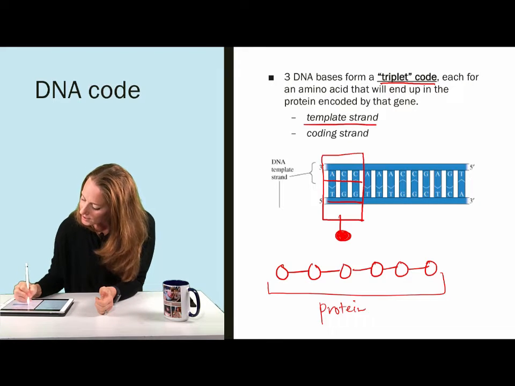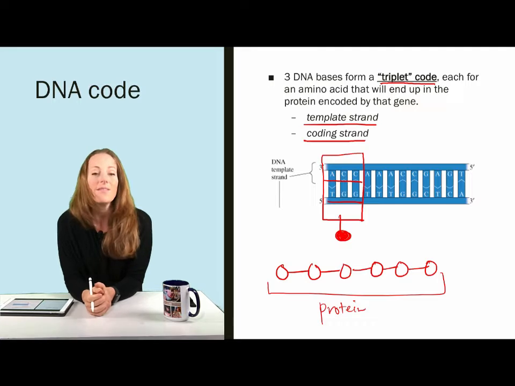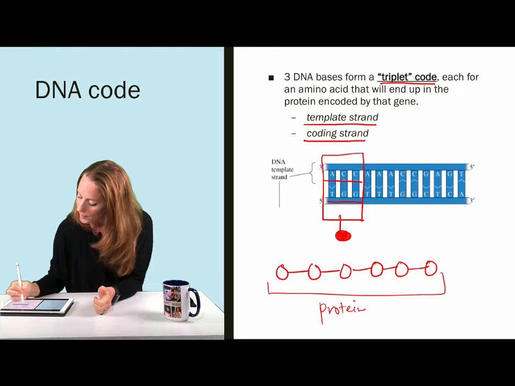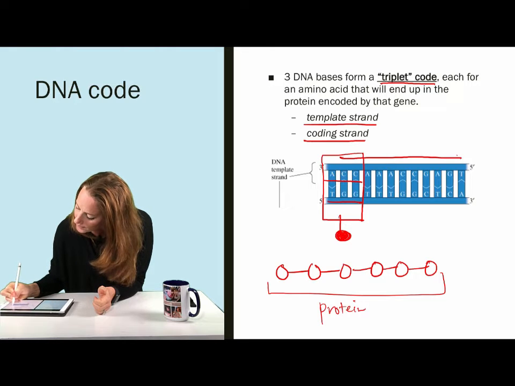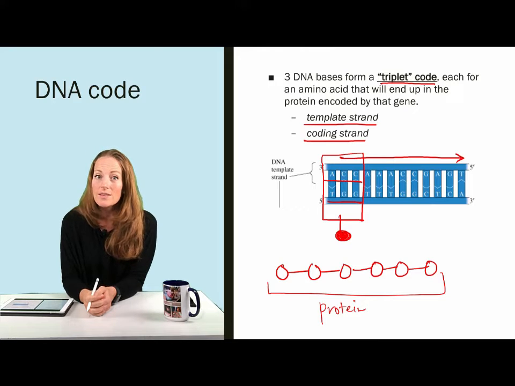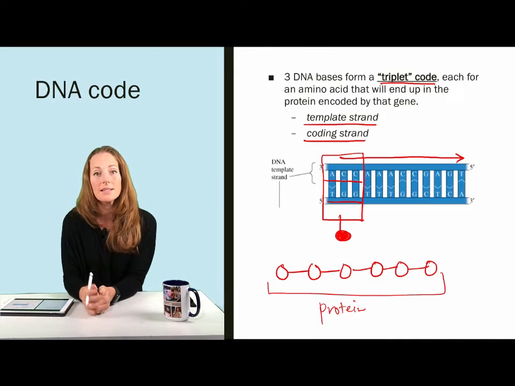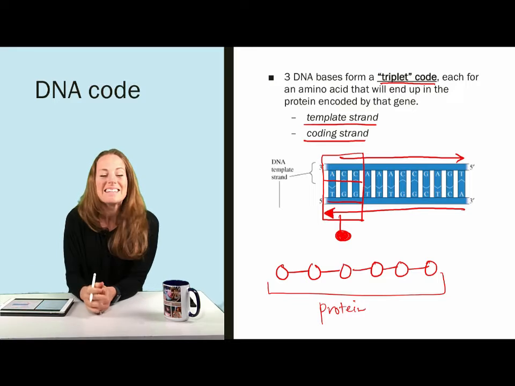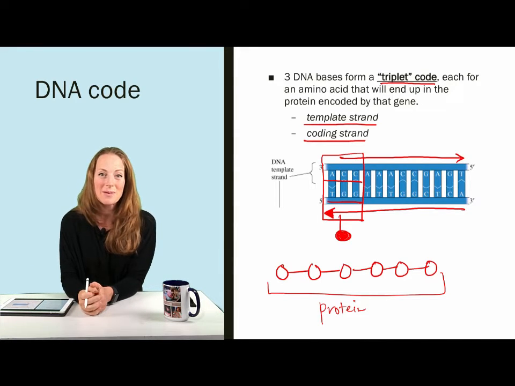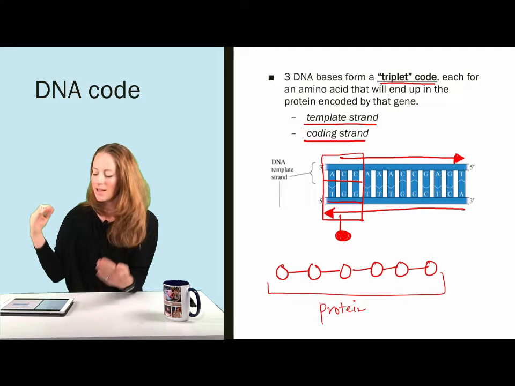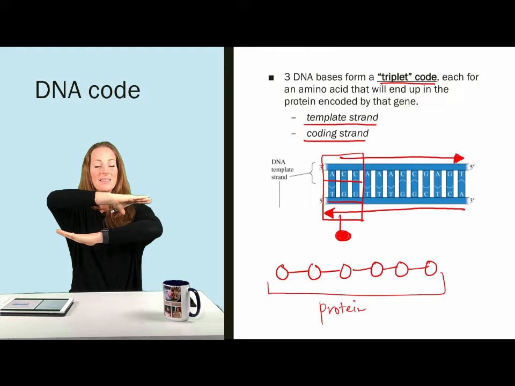There's a template strand and a coding strand of the DNA. The template strand has its sugar phosphate backbone in the 3' to 5' direction. The coding strand, or the complementary strand to the template strand, is in the 5' to 3' direction. So the coding and the template strand have their sugar phosphate backbones in the opposite direction.